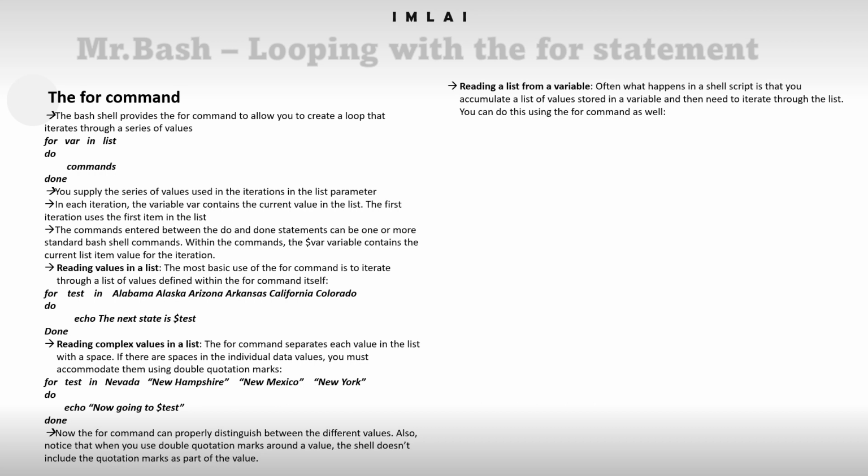So let's look into reading a list from a variable. Often in a shell script you accumulate a list of values stored in a variable, and then need to iterate through the list. You can do this using the for command as well. Instead of directly giving a list of items, we store all these items in a variable, and then use this variable in the for loop. Let's see how it works. This is the list, same Alabama, Alaska, Arizona, attached as values to the list, and then we'll use that list in the for loop.